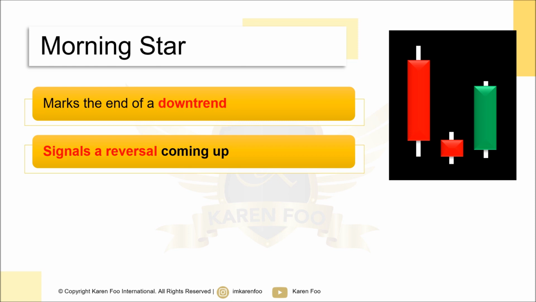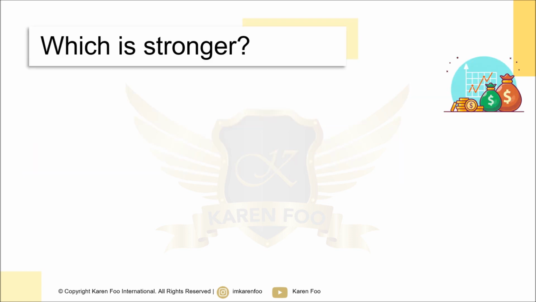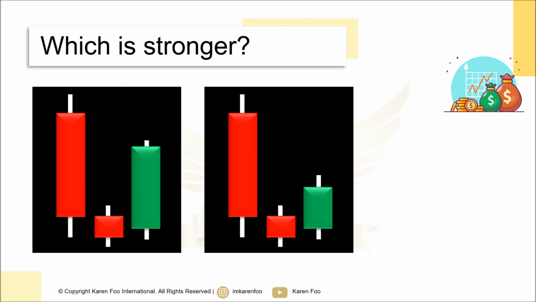But can you spot it in an uptrend as well? Yes, of course. Later I'll give you some examples. So the thing is, which one is stronger? If I show you these two patterns, which one is the ideal situation? When it closes above the halfway point of the first candle, or closes below the halfway point of the first candle. The answer is the first one. Okay, the first one will be stronger.